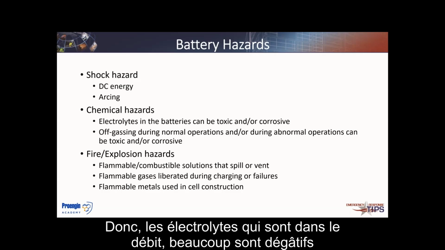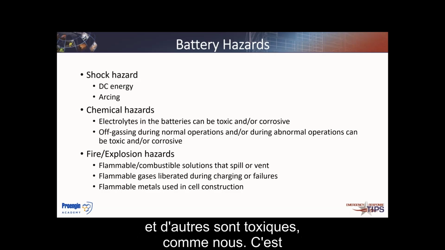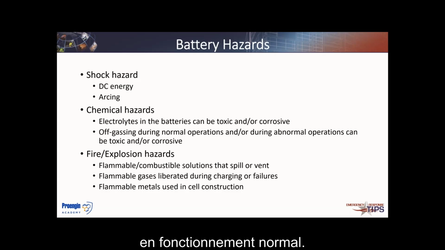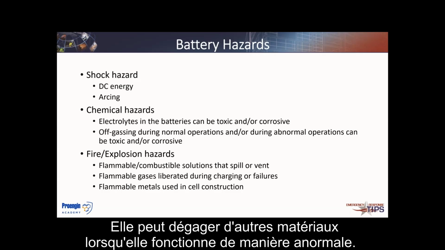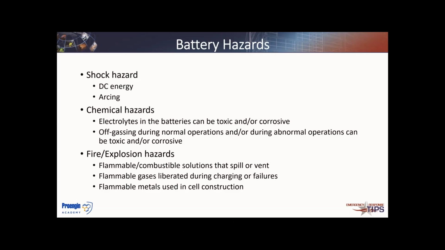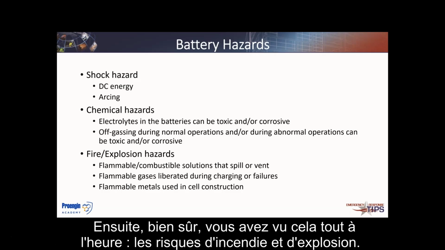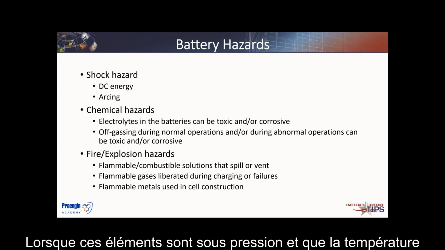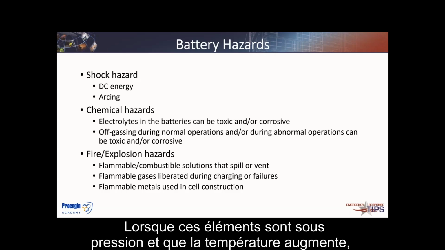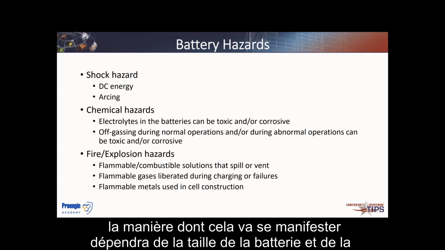So those electrolytes that are in the battery, many of them are corrosive and others are toxic as we get to the newer ones. A lot of these will off-gas when they're operating normally. It may off-gas other materials when they're operating abnormally. And that's where we're going to get into figuring out what's going on with these. And then, of course, you saw that a moment ago, but the fire and explosion hazards. When these things are under pressure and the temperature or something is changing inside, they're going to liberate the gases. How much is going to depend upon the size of the battery and the type of the battery.